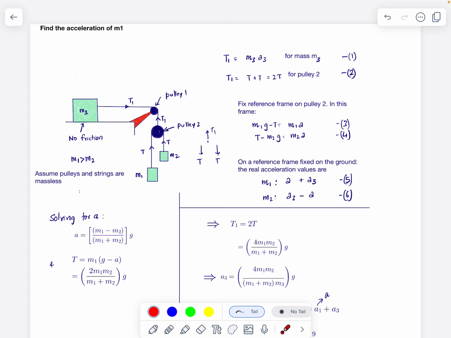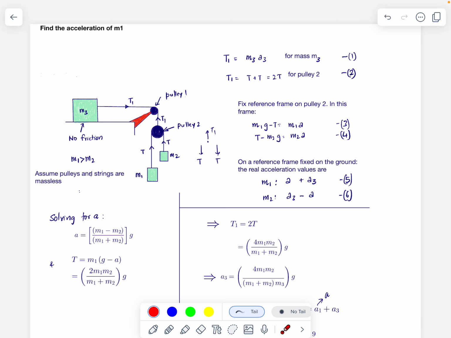So the acceleration of m3 would be different from that of pulley 2 if this pulley had a mass, or it was not so easy to move it, if it had some frictional force that prevented its free rotation. Okay, which we don't have.